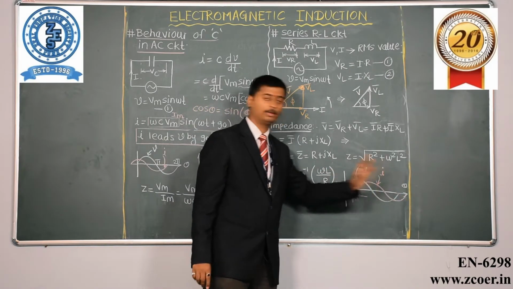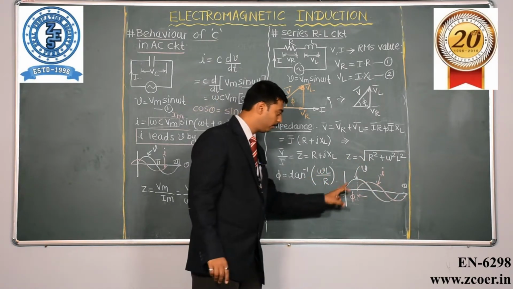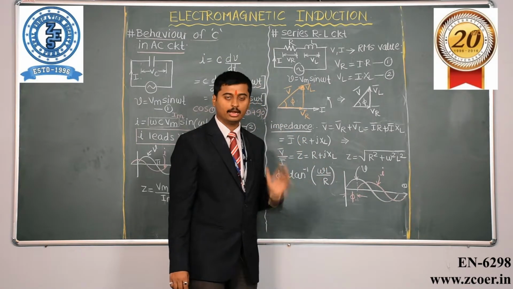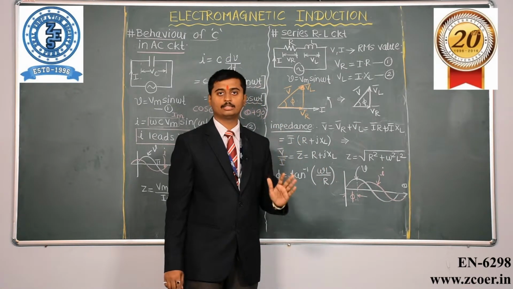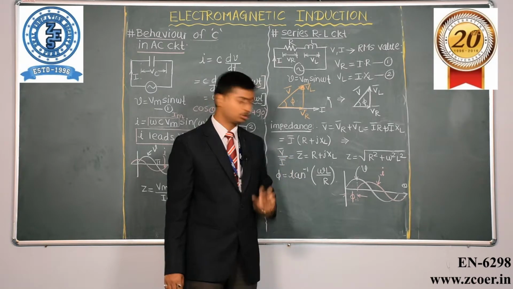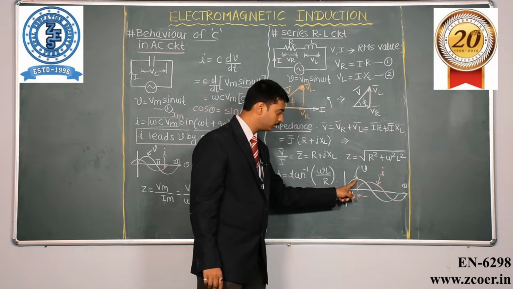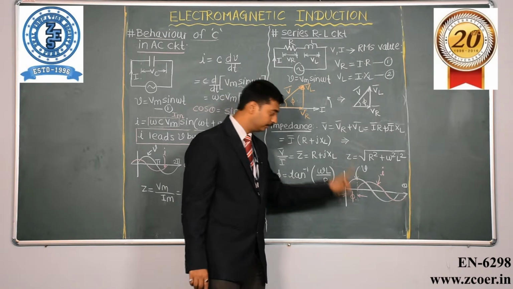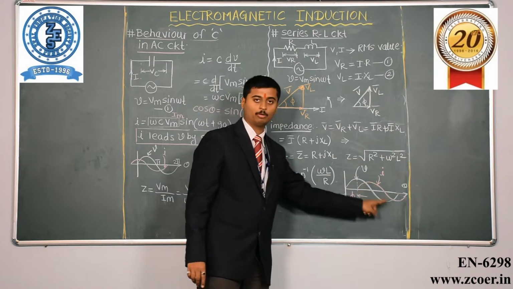This is a waveform representation. The first waveform represents the voltage. As it is an RL circuit and the current lags the voltage by 90 degrees, as soon as the voltage reaches its maximum, that is 90 degrees, at that point the current waveform starts.